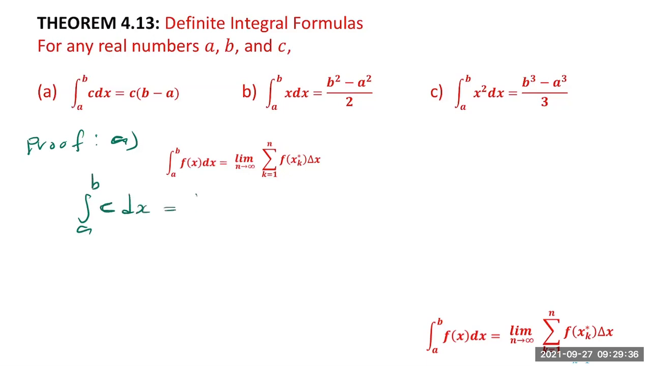So from this formula, the definite integral of c from a to b dx is equal to the limit as n goes to infinity, sigma k goes from 1 to n, f of xk star. What is my f of xk star? Notice that my f of x is a constant this time. Then f of xk star is c. It doesn't change because my function is a constant function, times delta x. What is delta x? Delta x is always b minus a over n.